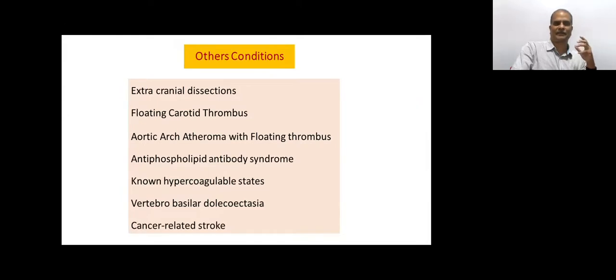Non-dissecting pathology causing a floating carotid thrombus, or aortic arch atheroma with a large thrombus, antiphospholipid syndrome, a patient who has a stroke or TIA due to a known underlying hypercoagulable state, vertebrobasilar dolichoectasia, which is another relatively new condition, and cancer-associated strokes. So these are other conditions other than cardiac.